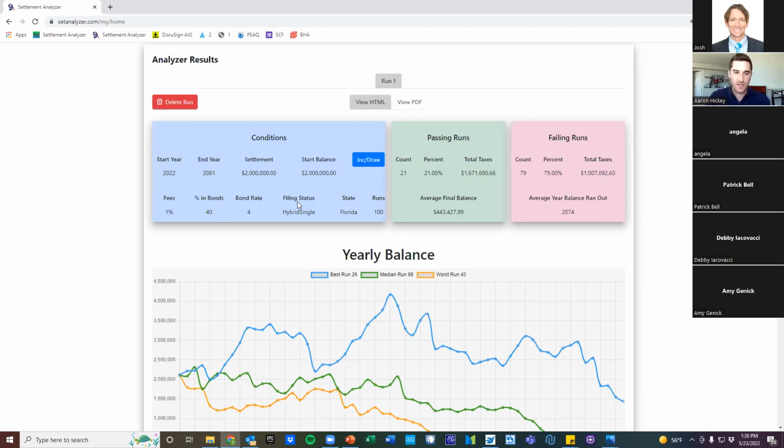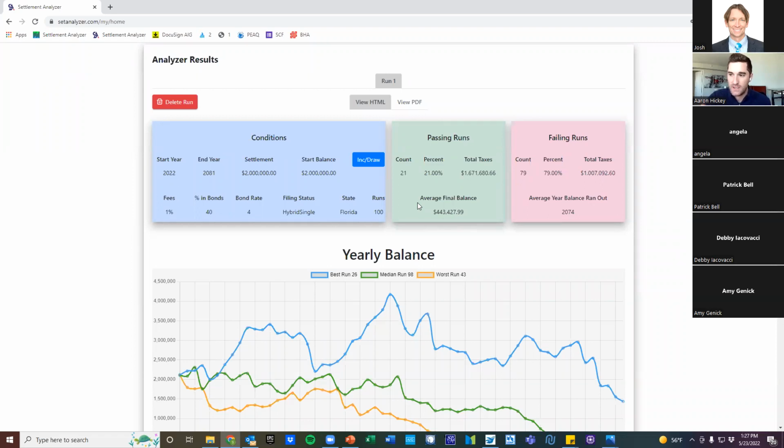So the green ones are our passing runs. And again, that definition of passing is that in the 60th year of this account that we're making, this arbitrary account, there was still money left over after it paid all of the management fees, taxes, and the draw that was going to be taken out that year. So it still had money left over.